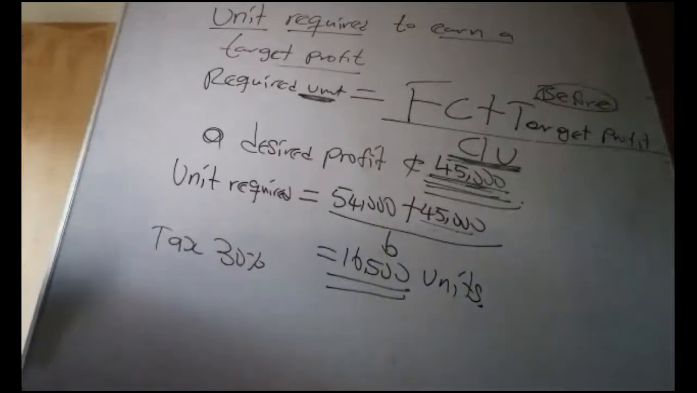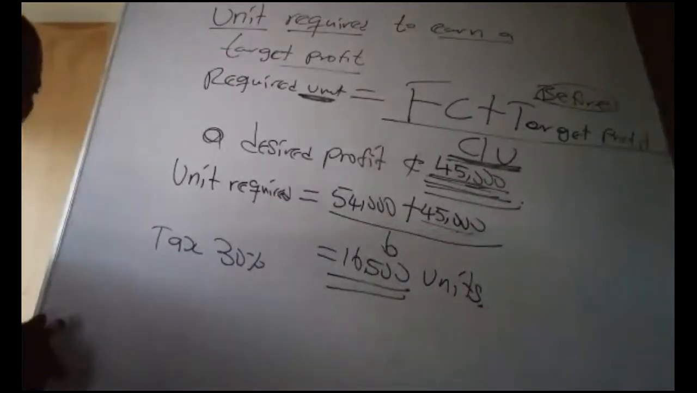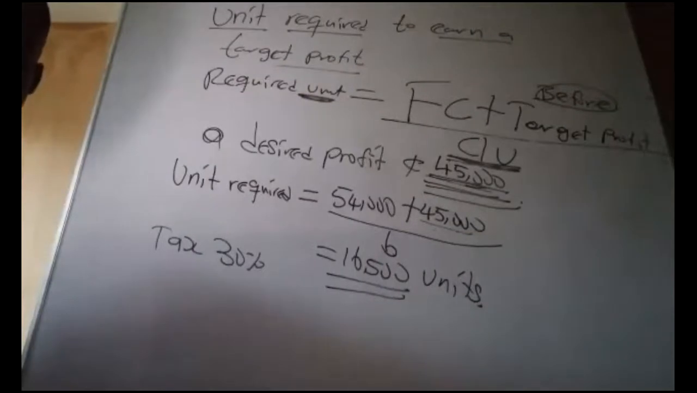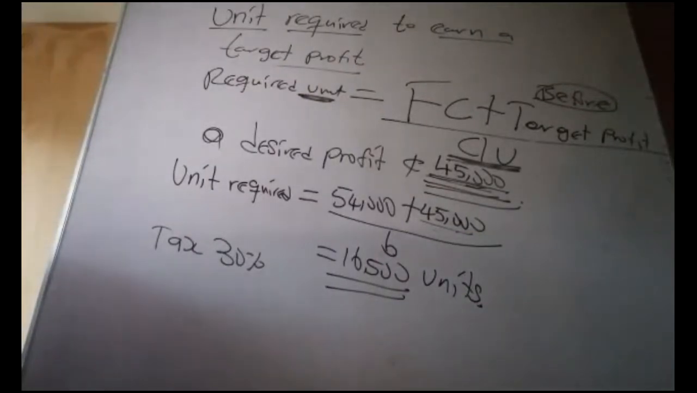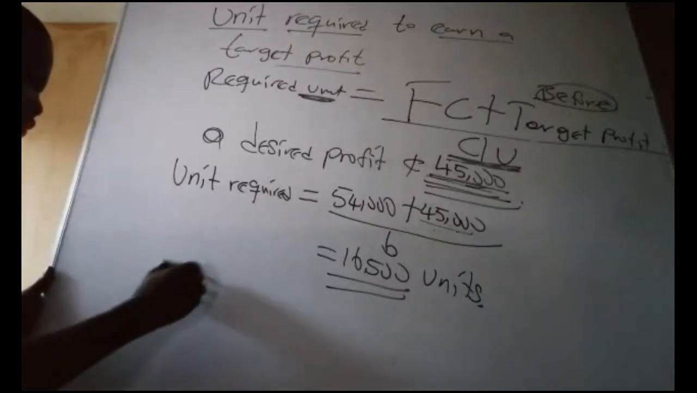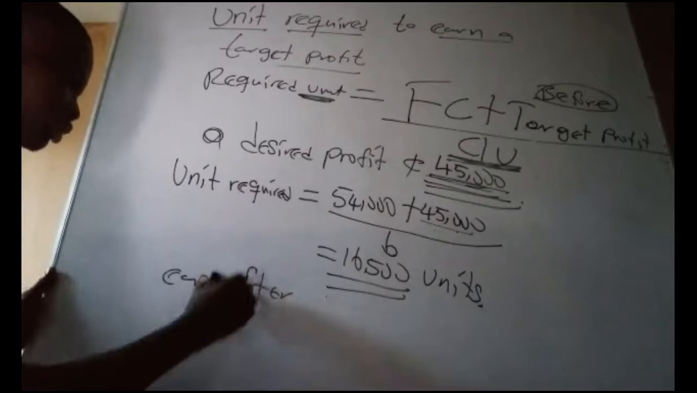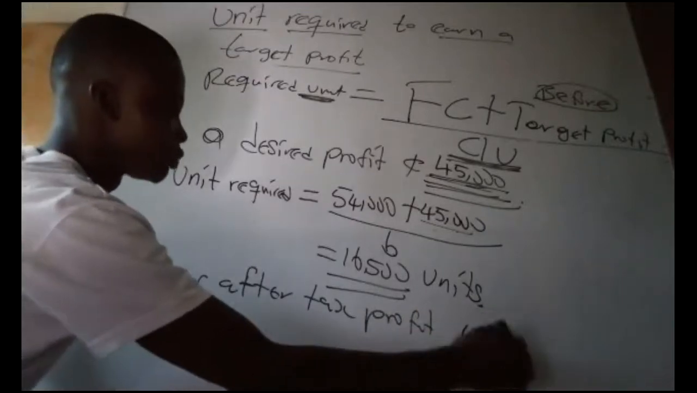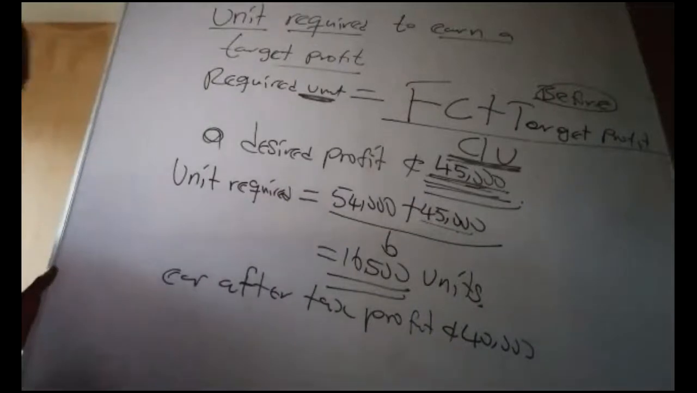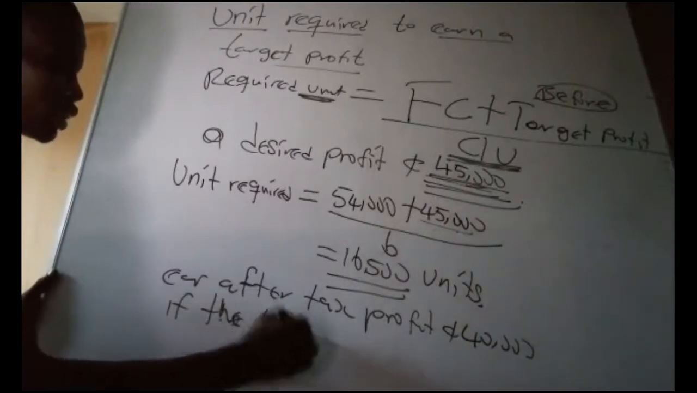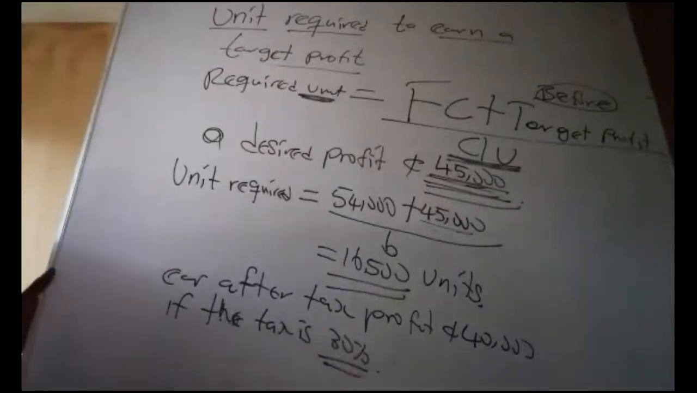I don't use the 45,000. Let me use a different figure. No, I'm not changing it again. What will be the units that the entity must produce and sell in order to earn an after tax profit of, I don't use the 45, that's the A, so let me go to the B, to earn after tax profit of 40,000, if the tax rate is 30%. Good.